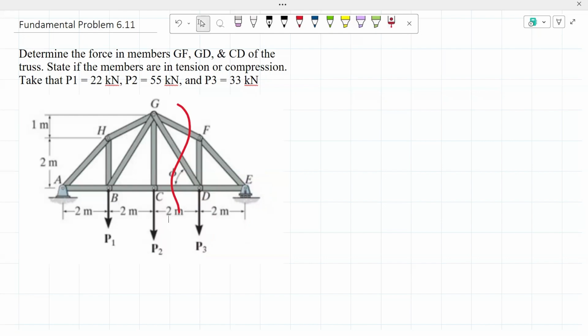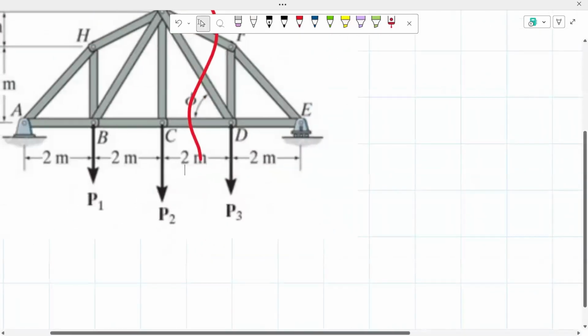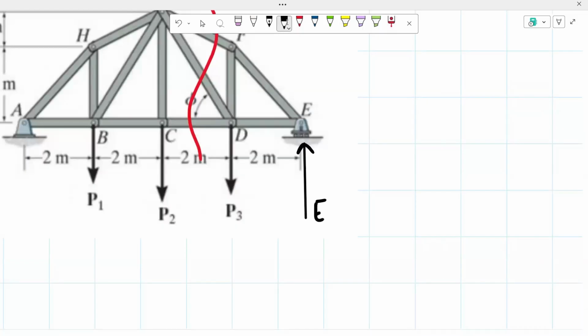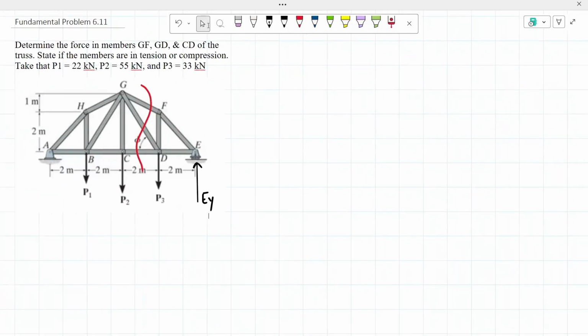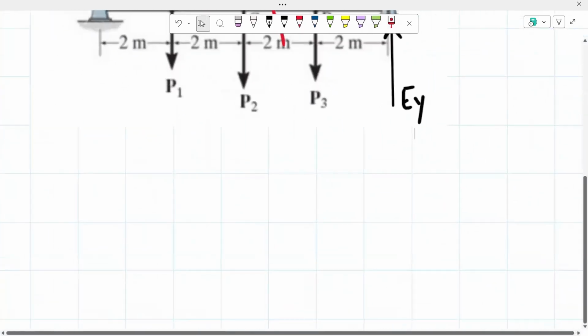We know that since it's a roller support, it has to be a vertical reaction. I'm going to assume that it is going upwards. We're going to call it E sub y. To determine the value of E sub y, I'm going to take the sum of the moments about point A. That way, these two reactions at point A will not be creating a moment, and I would simply just be solving for the value of E sub y. So that's the first thing that I'm going to do.